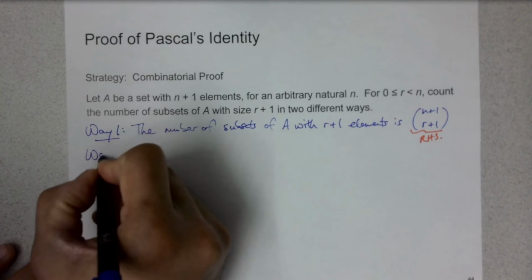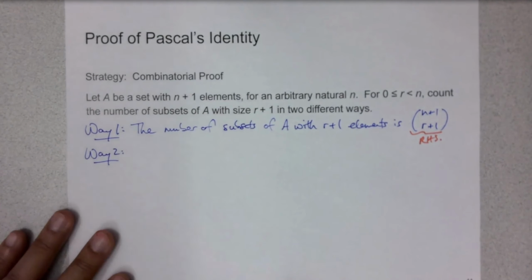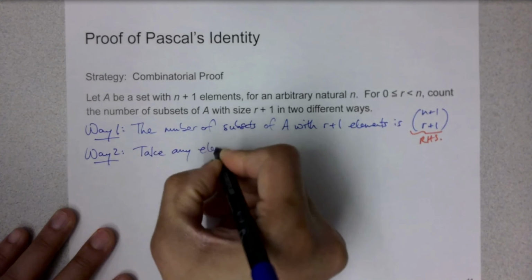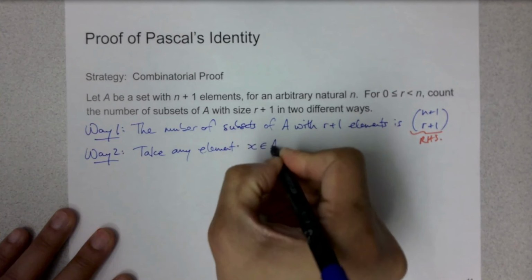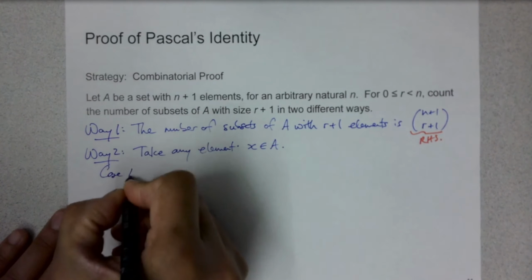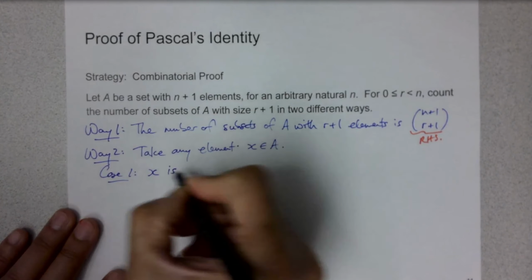The other way is to examine any specific element x, and say, okay, let's look at the case where x ends up being in the subset, or x is not in the subset. There are two cases, right? Okay, so let's do that. First case will be x ends up being in the subset.